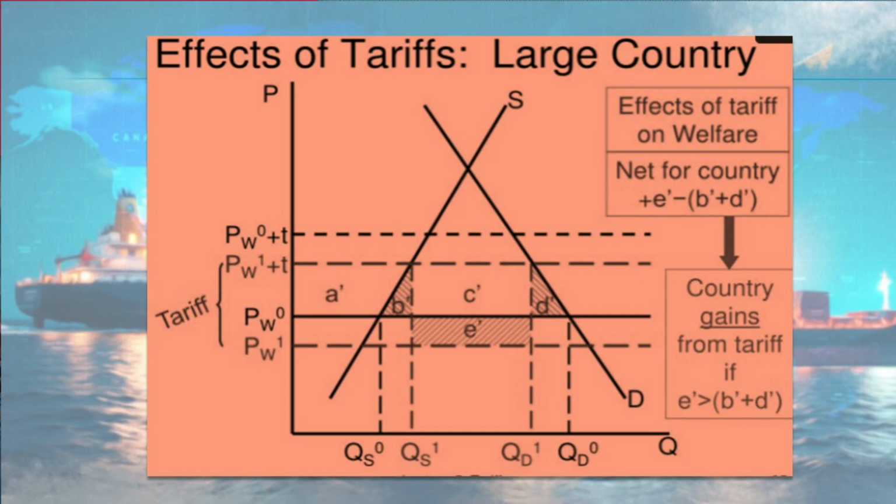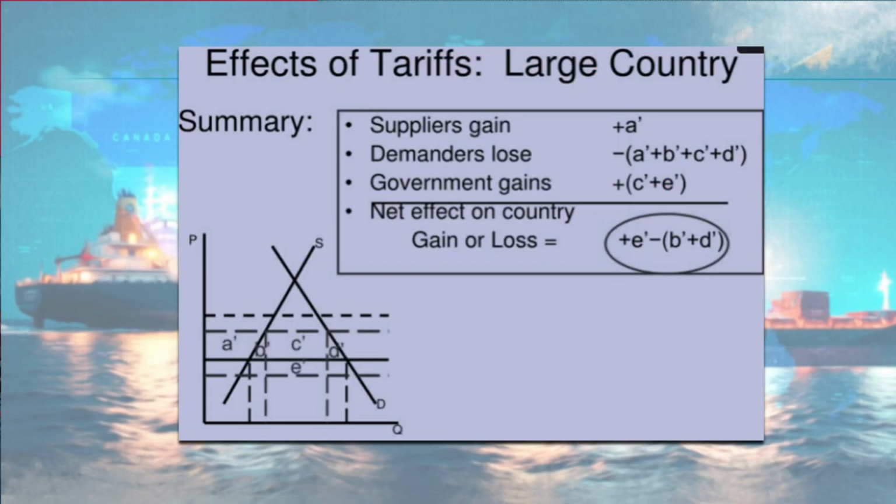So when a large country is imposing a tariff, what we observe is that there are gains from tariffs. If we sum it up, when a large country is imposing a tariff, there is supplier gain, the demander is in loss, the government gains, and the net effect on the country, gain or loss, is shown by the shaded portion of the area.